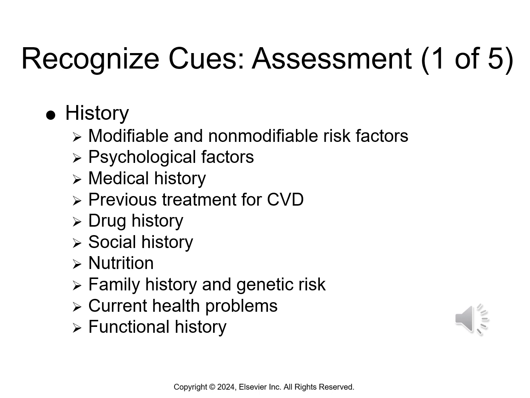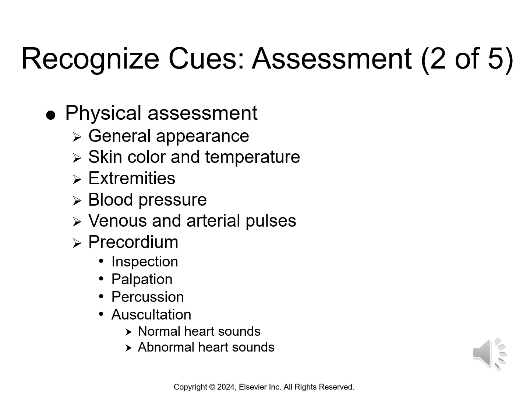So non-modifiable or uncontrolled risk factors for this would be age, sex assigned at birth, ethnic origin, and a family history of cardiovascular disease. Moving right along in our assessment findings, we're going to start with our physical assessment.